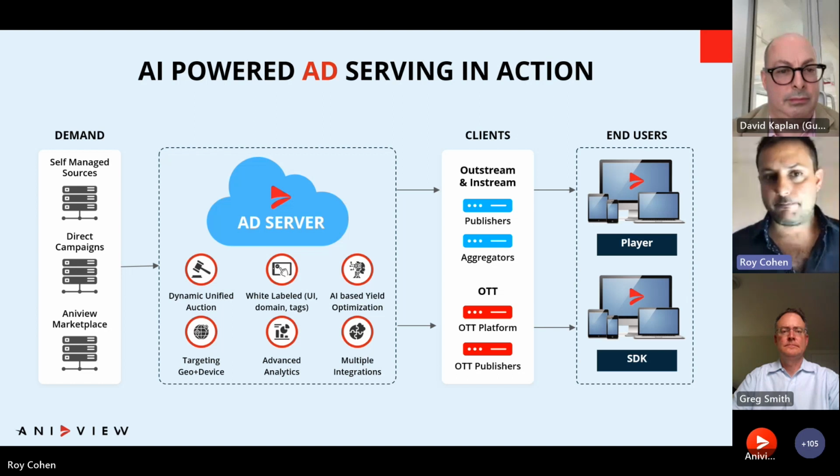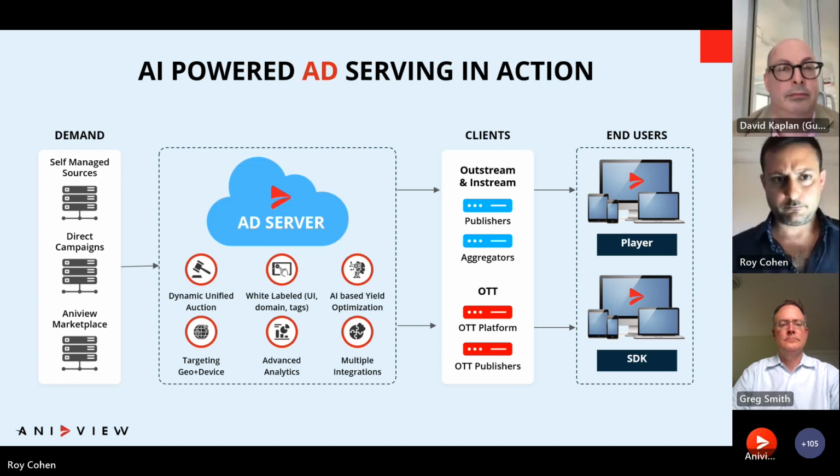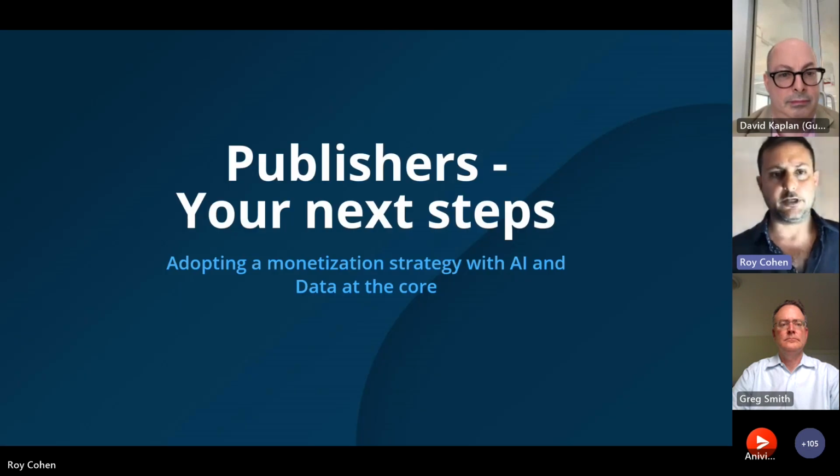This is a typical ecosystem of publishers that we have. Everything is managed in a unified box. We can give white labels, AI-based solution, dynamic unified auction, any type of targeting, player SDK. On the left side, you can see that you can manage any type of integration and demand. On the right side are the clients, and then you have the end users that actually watch the video or watch the publisher assets, the digital assets. So this is a scheme that is typical for us.